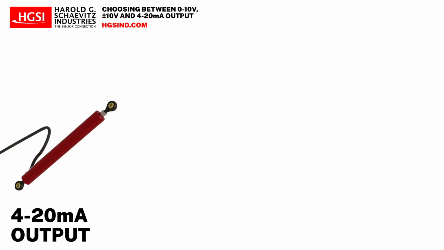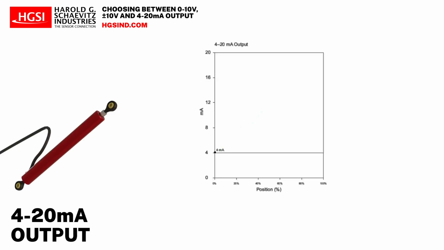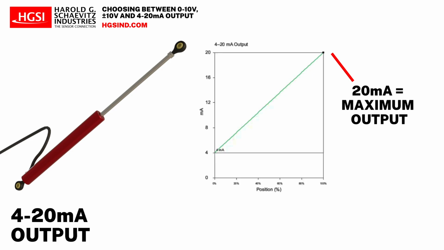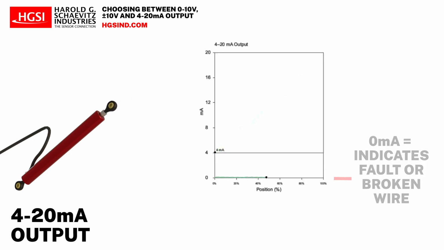Another important advantage is fault detection. In a 4 to 20 milliamp system, 4 milliamps represents the minimum valid signal, and 20 milliamps represents the maximum. If the signal drops to 0, that typically indicates a broken wire, power loss, or another system fault.